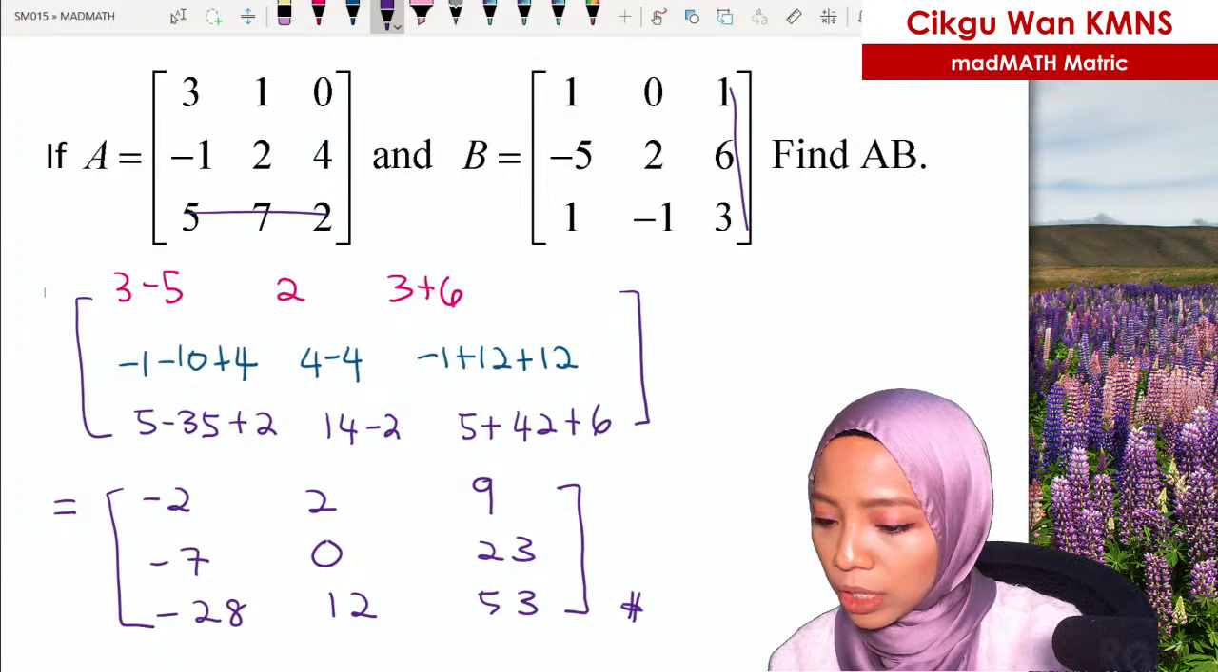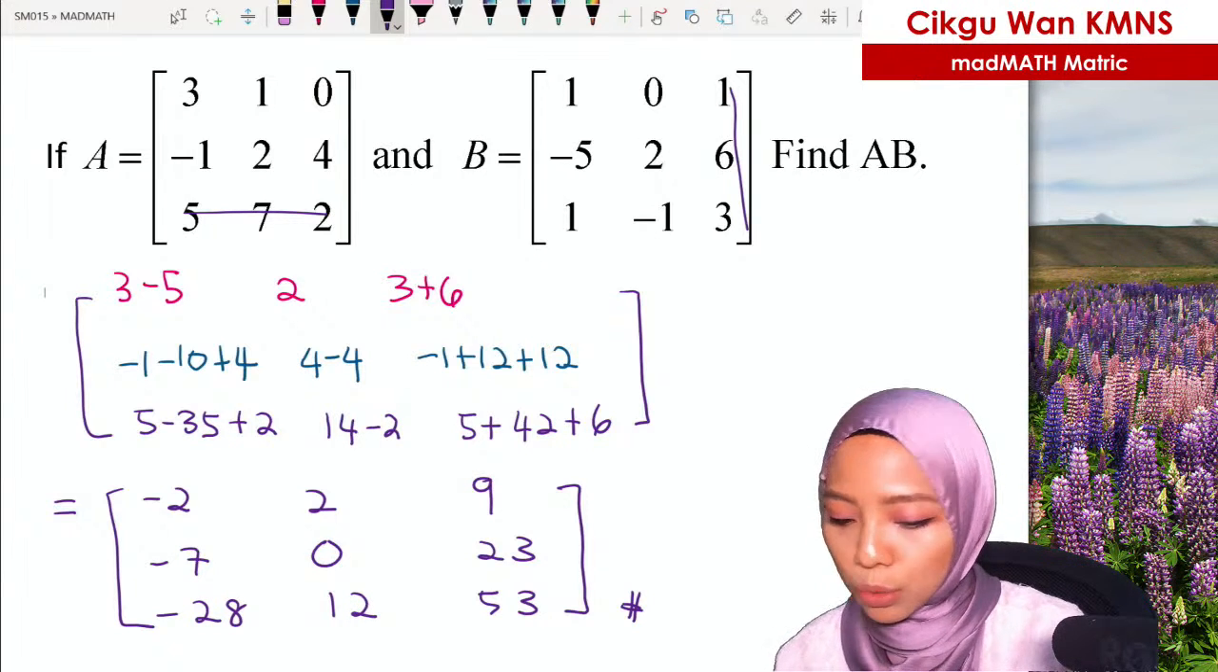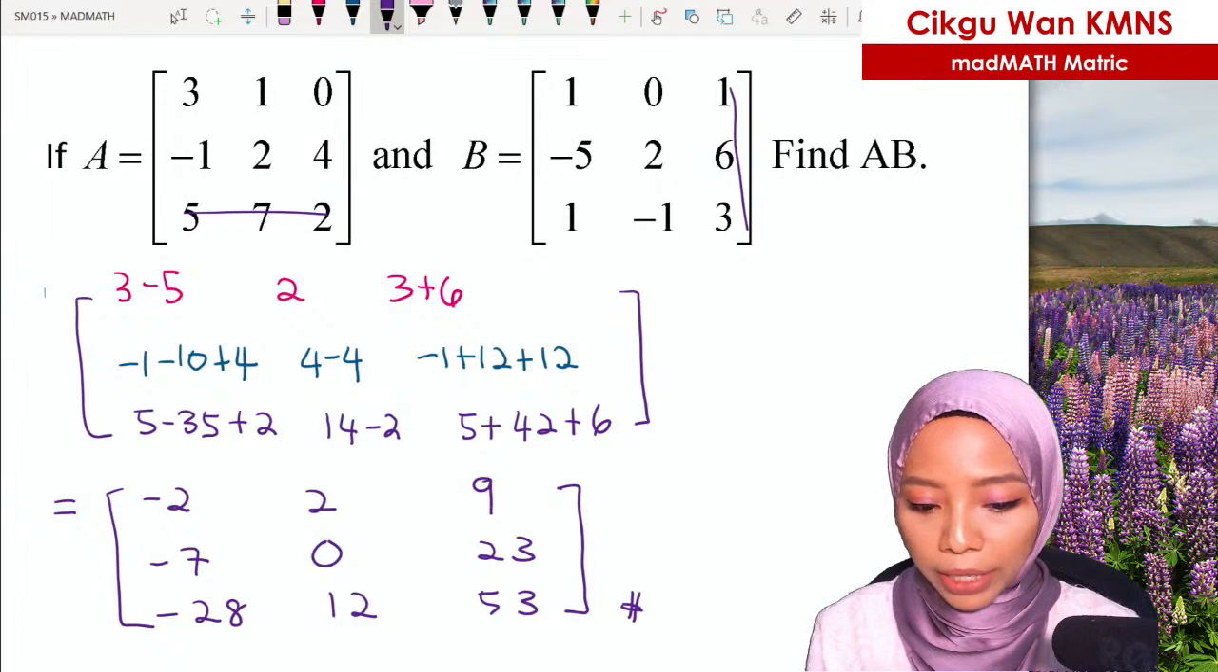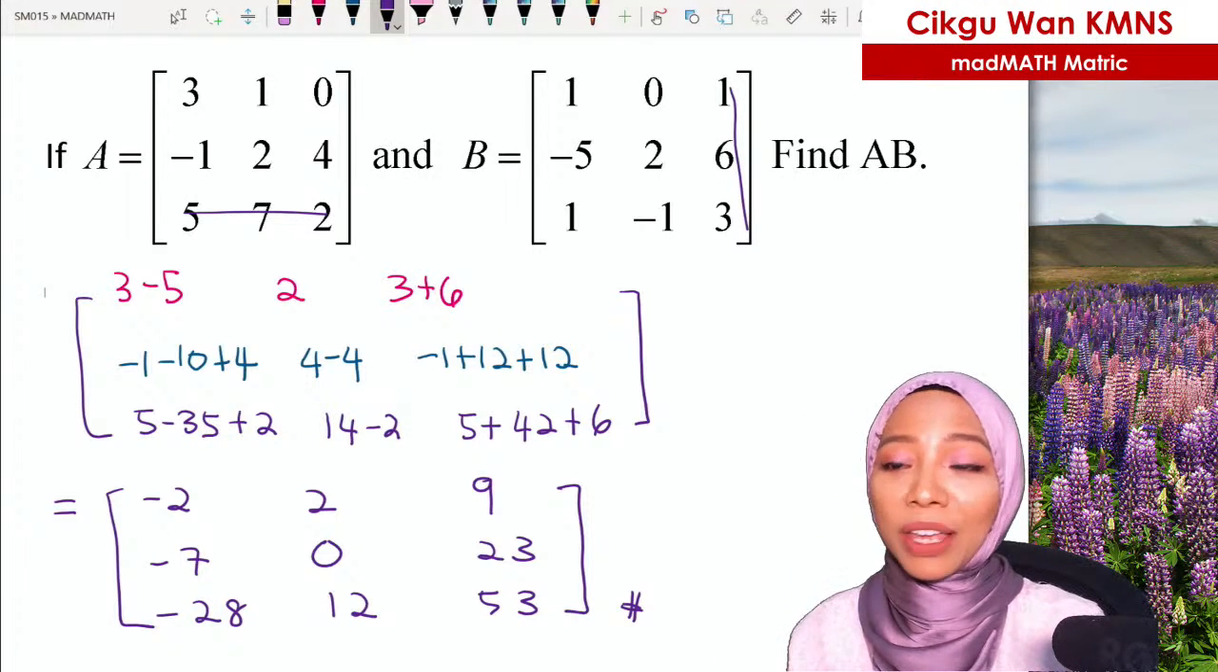Okay, let me check whether this is correct. 7 darab 2, 14. 14 tolak 2, 12. Okay. Alright. Mari, okay, let's check whether our answer is correct.